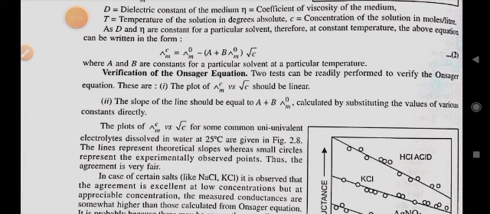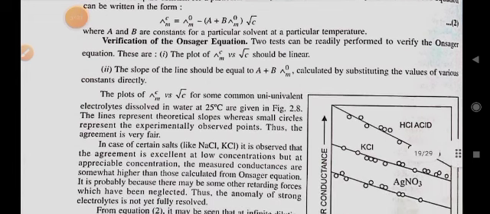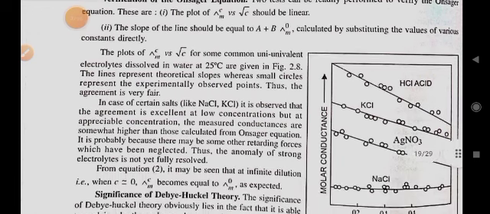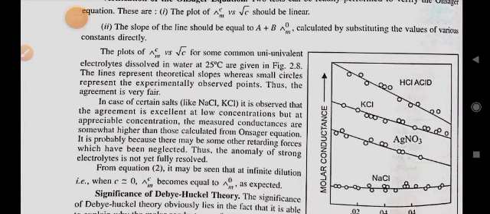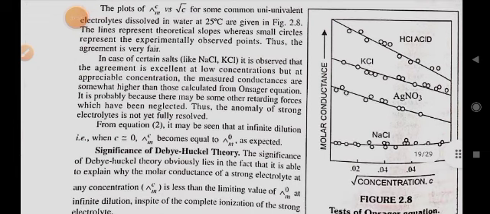The plots of lambda Cm versus under root C for some common univalent electrolytes dissolved in water at 25 degrees Celsius are shown. These lines represent theoretical slopes, whereas the small circles represent the experimentally observed points. Thus, the agreement is very fair.